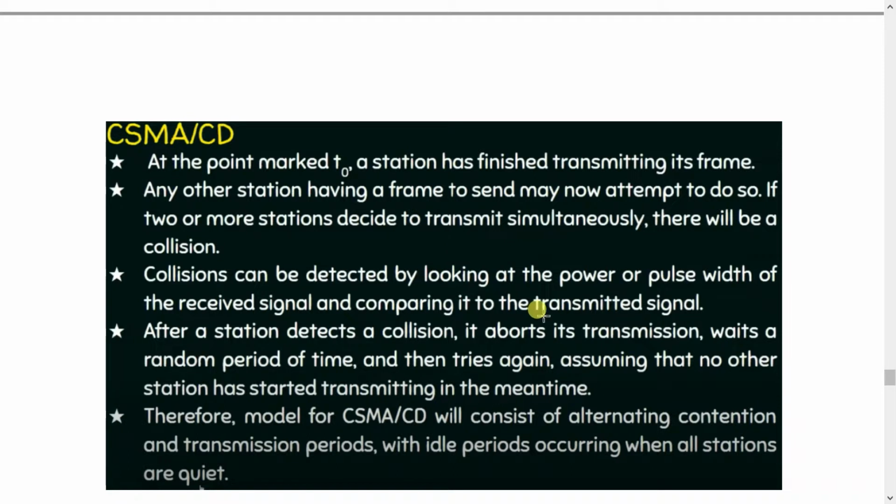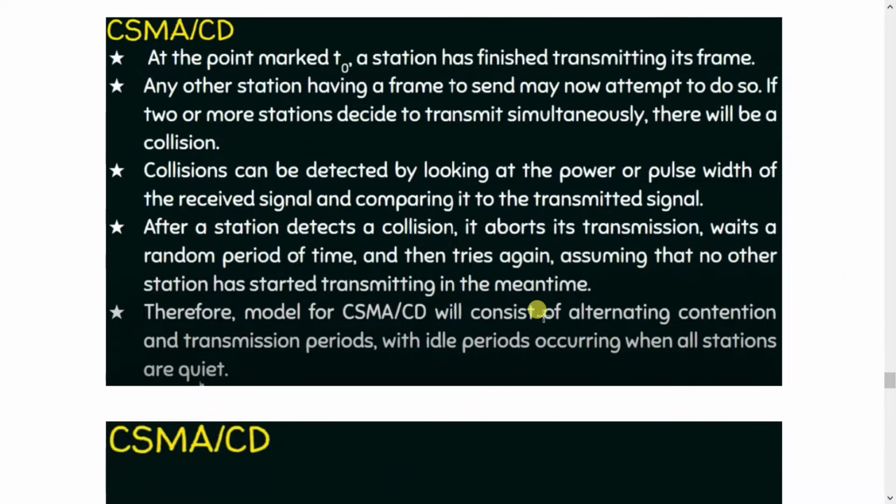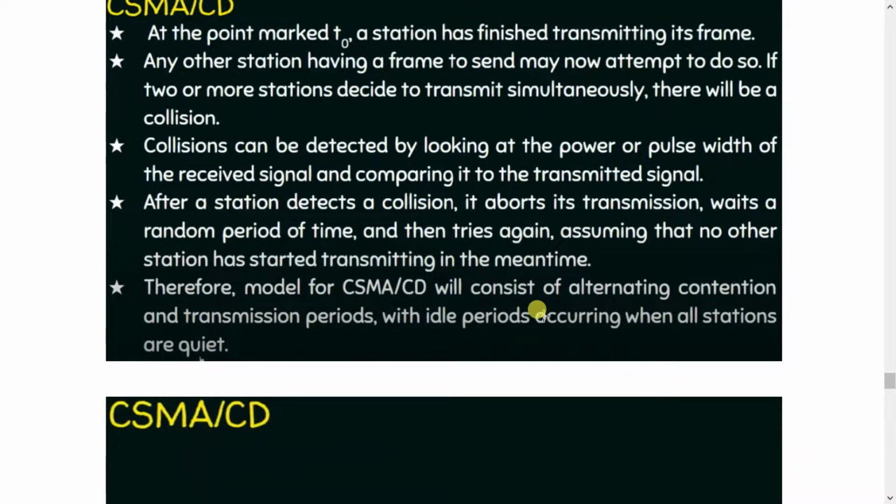Collision can be detected by looking at... this is very important. How can you detect collision? You might see this as a question in the exam or in your test. How can nodes detect collision? Collision can be detected by looking at the power or pulse width of the received signal and comparing it to the one you transmitted. You transmitted your signal, which carries your data, and you already have a stored version of it in your buffer. You compare it with the received pulse after transmitting it.